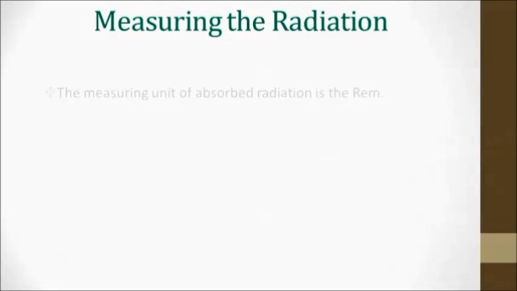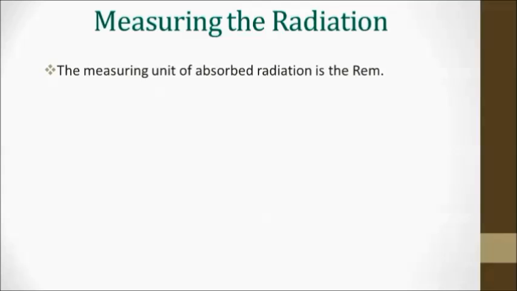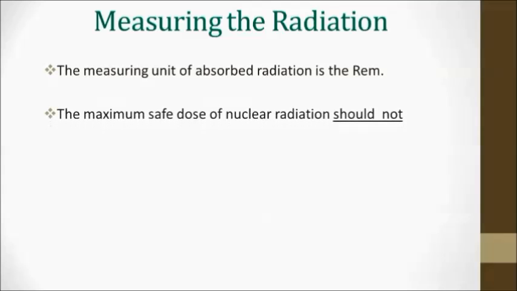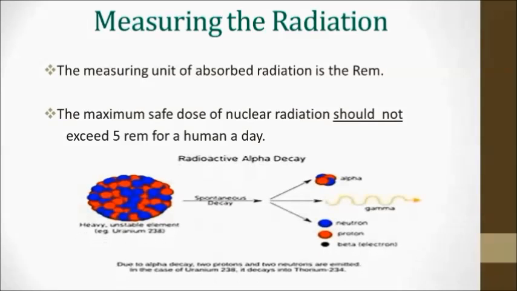Measuring the radiation. What is the unit of radiation? The measuring unit is rem. So the maximum safe dose of nuclear radiation should not exceed 5 rem for a human a day. The types of radiation produced from the nucleus, if a spontaneous decay occurs, may be alpha particle, gamma radiation, or beta particle.